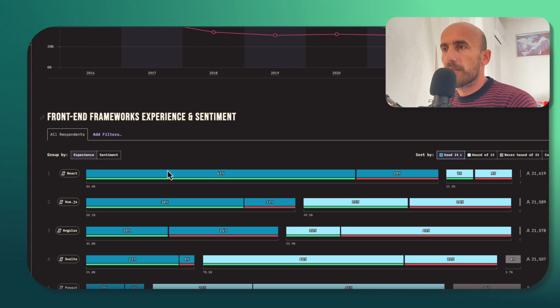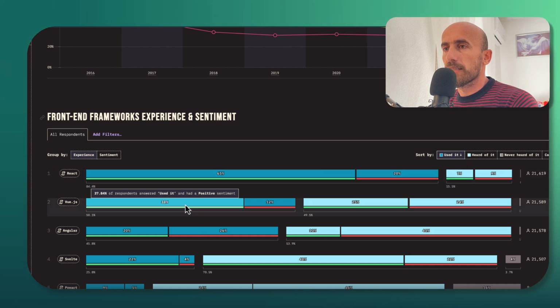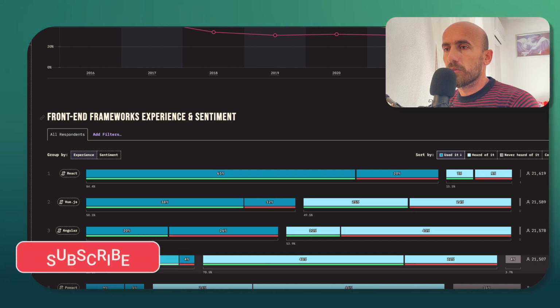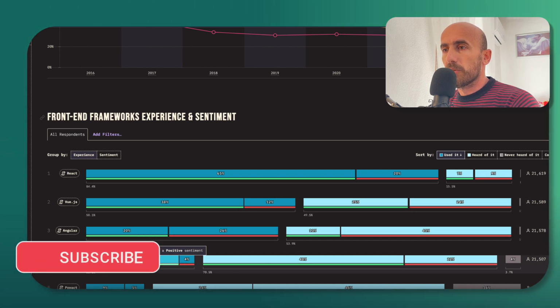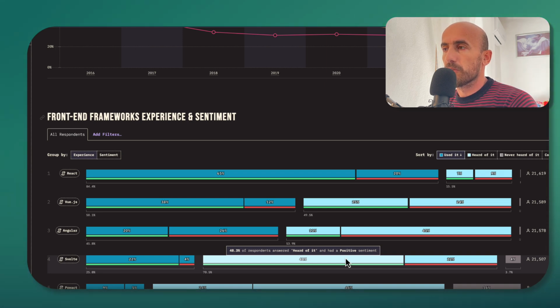We can see here React, 65% used it and had positive sentiment, 20% negative. For Vue.js, 38% used it and had positive sentiment, 12% negative. And for Svelte, you can see 22% used it and had a positive sentiment, but only 4% had a negative. And here, heard and had a positive is 48%, a huge number.